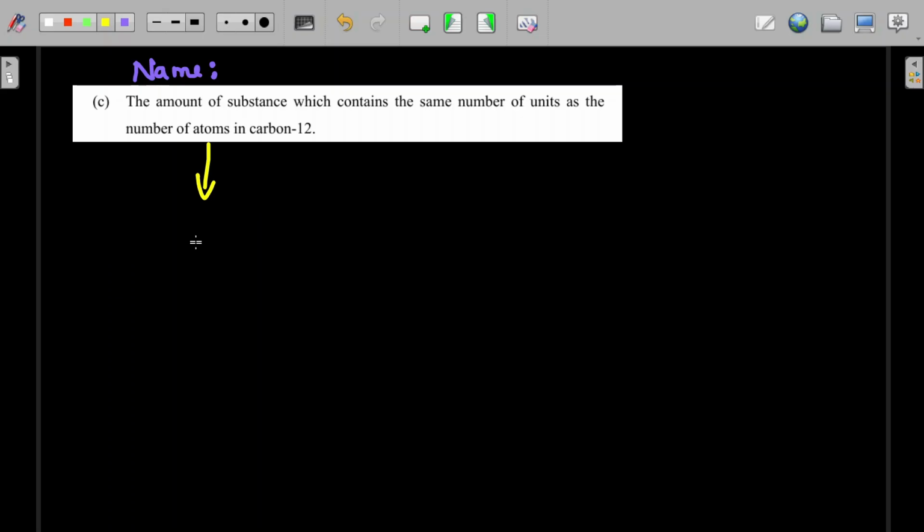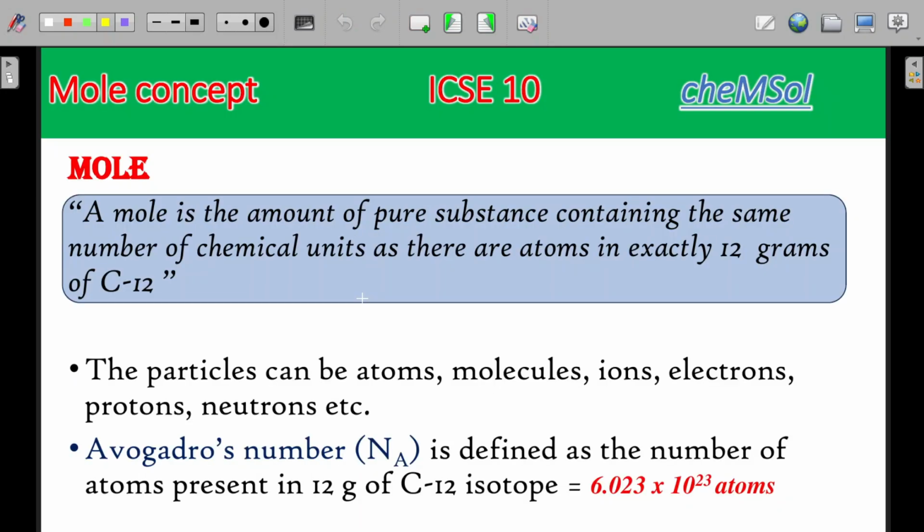So one mole. Oh, so this is the definition of the mole. If they ask the definition of the mole, this is the one: the amount of substance which contains the same number of units as the number of atoms in carbon 12. Definition, if they ask you, you have to write this one only. There is no option. But for the calculation part, I will make it easy for you.